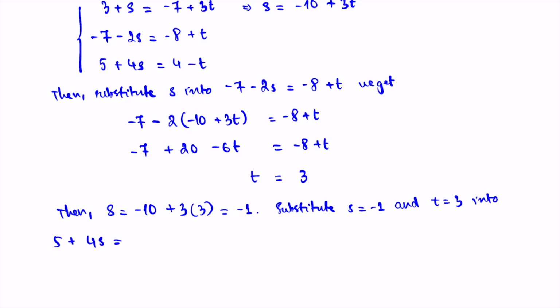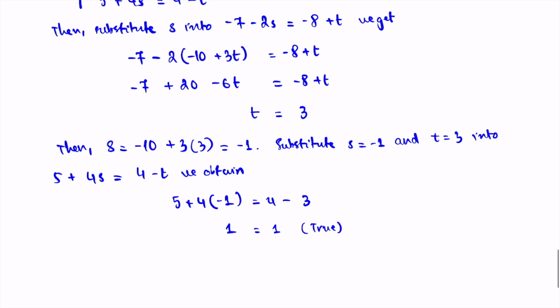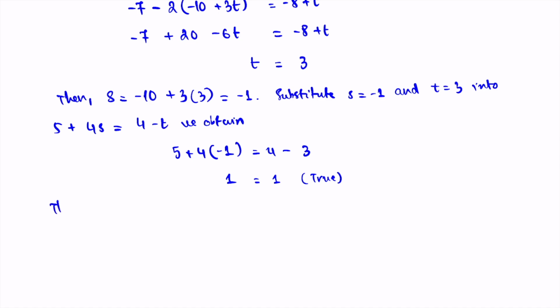So substitute into the third equation, 5 plus 4s equal to 4 minus t. We obtain 5 plus 4 times negative 1 equal to 4 minus 3. On the left-hand side, you get 1. On the right-hand side, you also get 1. So this is a true statement. This confirms that L1 and L2 are intersecting.